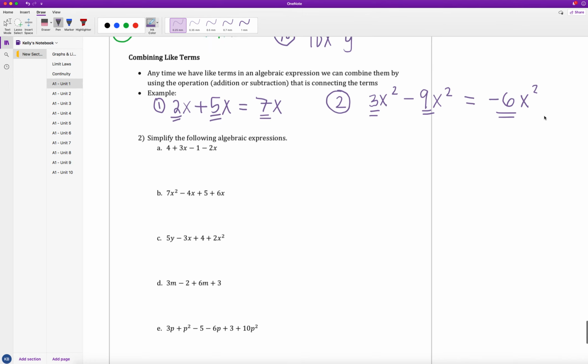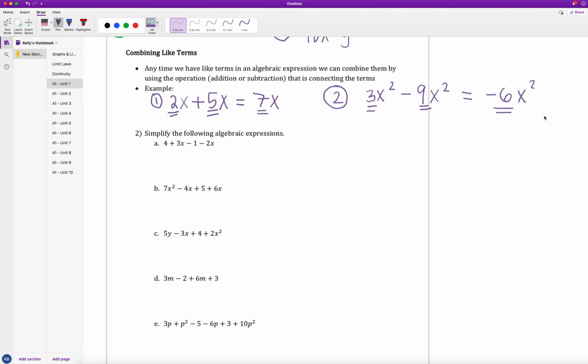Let's look at our first example that's typed out. So example 2 is saying simplify the following algebraic expressions. So we have quite a few terms going on here. We have 4 plus 3x minus 1 minus 2x. So I have 4 terms here, and we're going to look for ones that are like terms together.